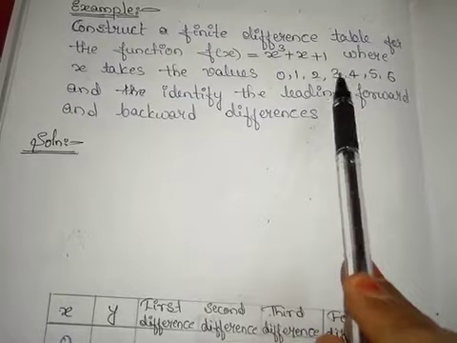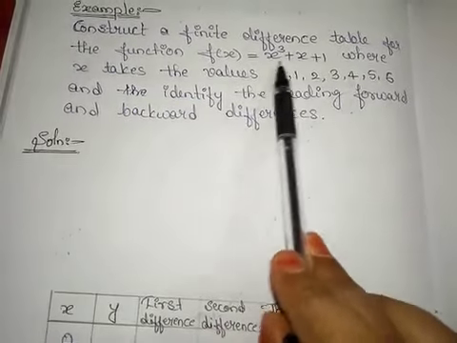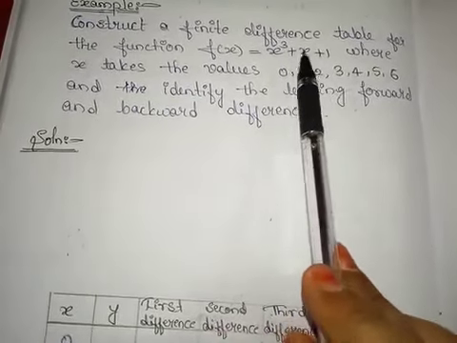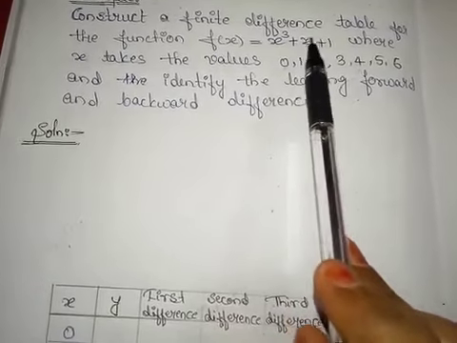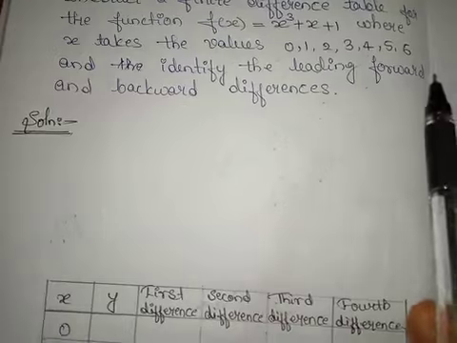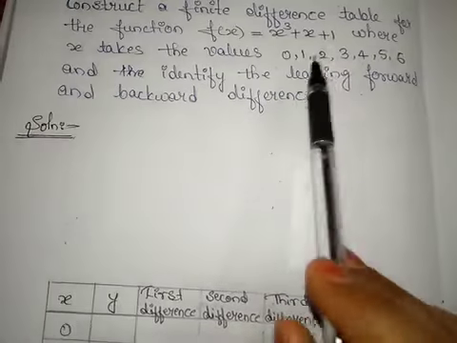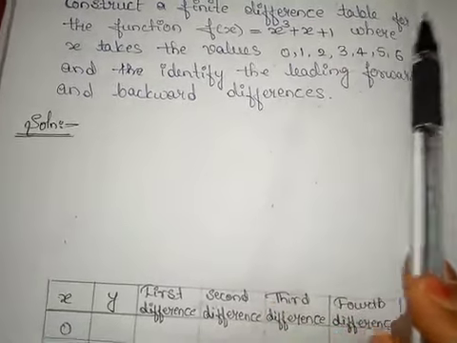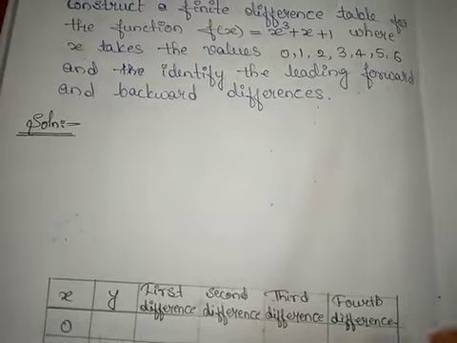We have to substitute these values in this function and find the functional values. Functional values means we have to find f of x0, f of x1, f of x2 and so on. Means we have to find y0, y1, y2, y3 and so on.